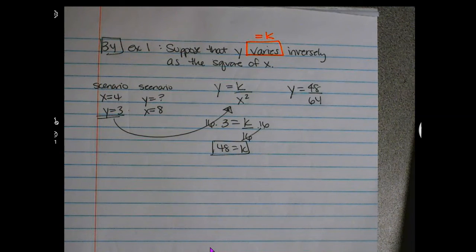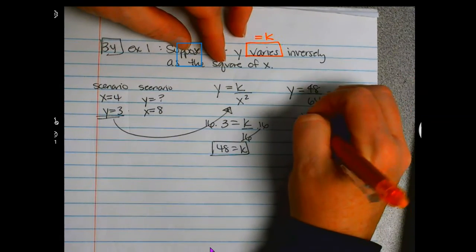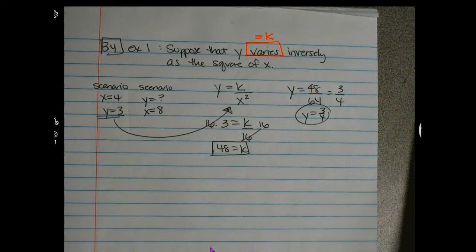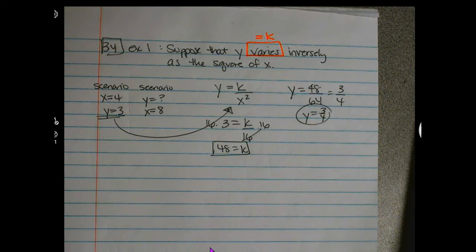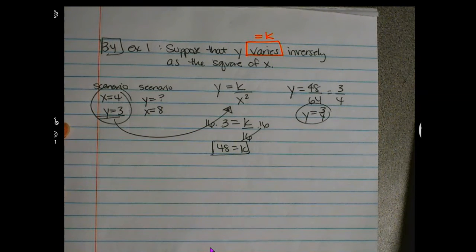16 goes into both of these. So 16 goes 3 times over 4. So y equals 3/4. Whatever scenario this is, the relationship is the same in every scenario represented by the k. Where'd you get the 48 from? So from this problem, oh wait, never mind, we're able to find k. Yep, my bad.